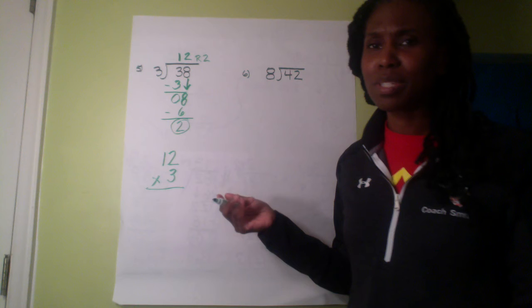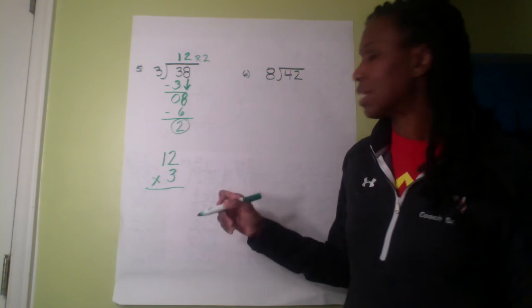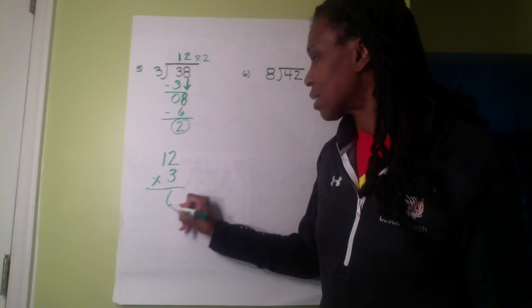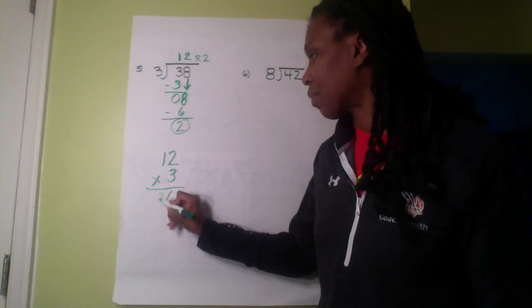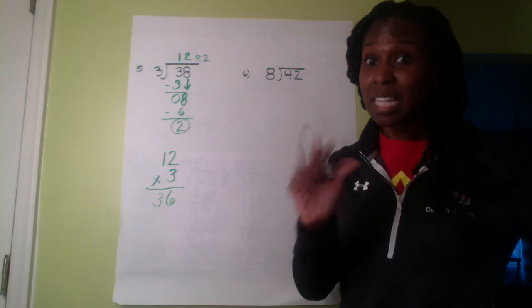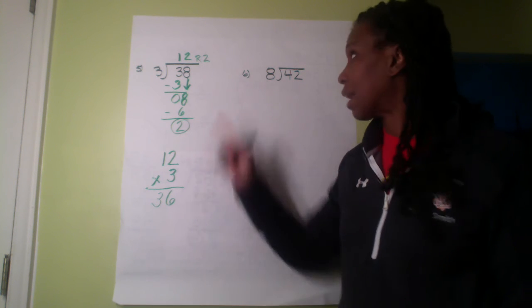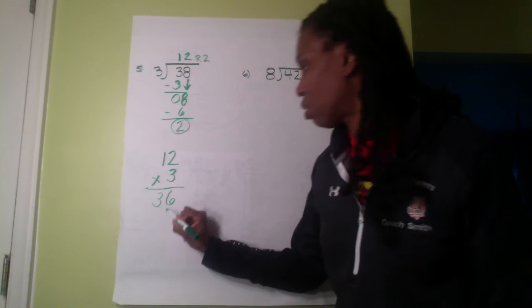Now I know this is a multiplication fact. You should know it off the top of your head, but we can just do it digit by digit. 3 times 2 is 6, and 3 times 1 is 3. But I'm not done, because you might say, Mrs. Smith, that's not the same answer. Not done yet, because I have a remainder. And whenever you have a remainder, you just simply add. So I'm going to add the 2.